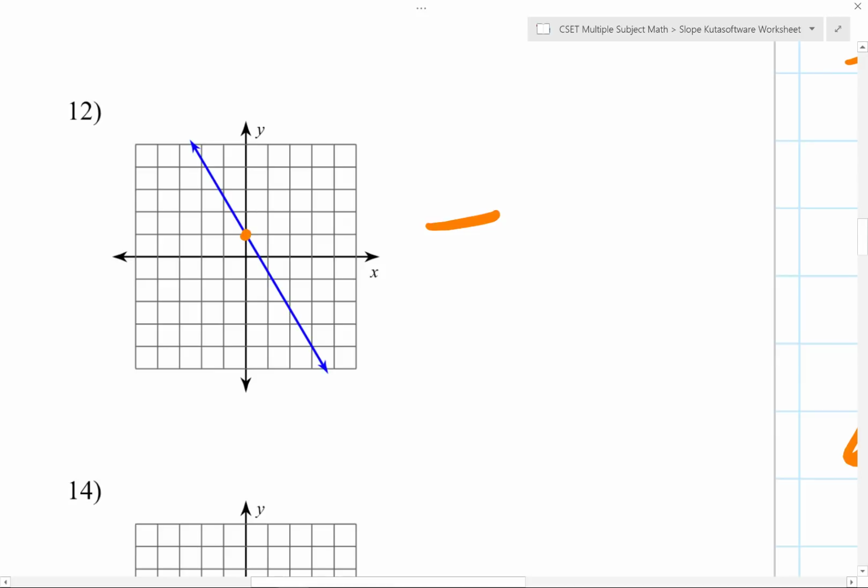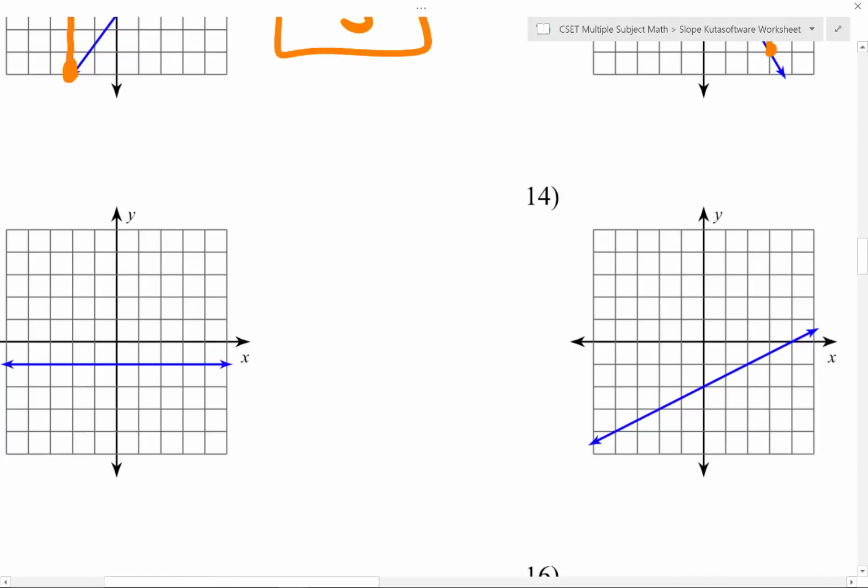Again, we pick 2 points. That point looks nice. That point looks nice. I'm going to rise up 1, 2, 3, 4, 5, run to the left 1, 2, 3. So I have 5 over negative 3. Again, overall negative, negative 5 over 3 if you like to put it on the outside instead of on the bottom. Either way is fine.